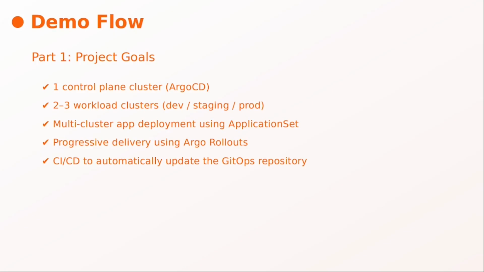On top of that, you will implement multi-cluster deployment using ApplicationSet, progressive delivery using Argo Rollouts, and a CI/CD pipeline that automatically updates the GitHub repository. By the end, you will have a fully automated deployment system where code change can safely flow from development to production.